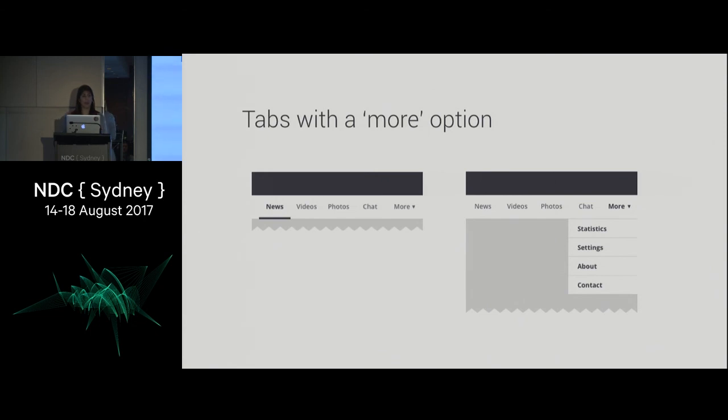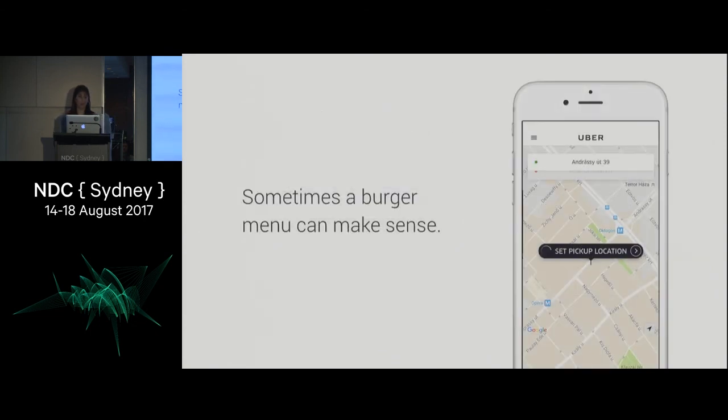Now, sometimes a burger menu can make sense. For example, like in Uber. In Uber, everything is provided on the main screen. Everything the user needs is there. Only when the user needs secondary screens, like history, options, settings, all of that, then they go into the burger menu. So in this scenario, it does make sense to use a burger menu.